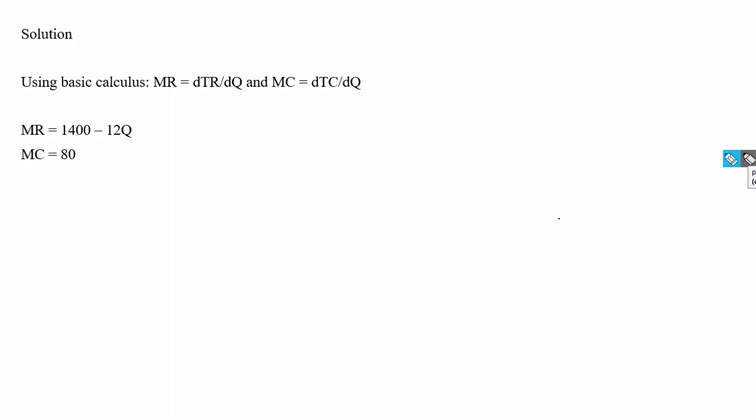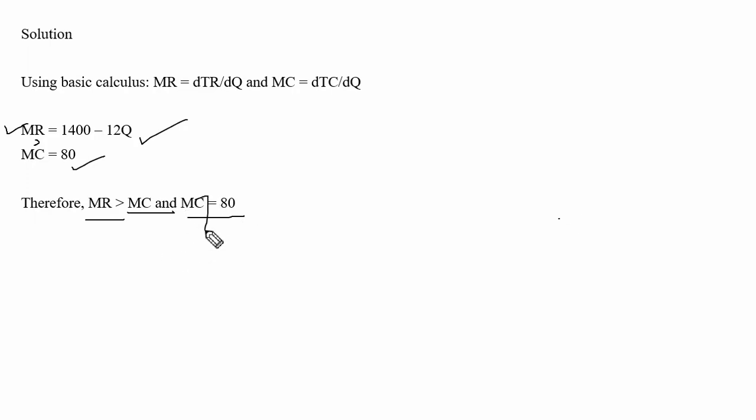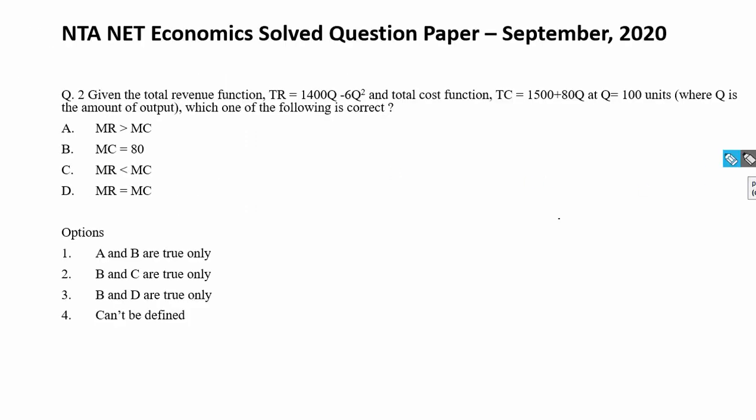Now we have to find which of the following relationships is correct. From this relationship, we see that marginal revenue is greater than marginal cost, right? And we know that the marginal cost is 80. So we can easily find which of the options are correct. The first option is correct, because marginal revenue is greater than marginal cost, and the second option is marginal cost equal to 80. So from the options, number 1 is correct.